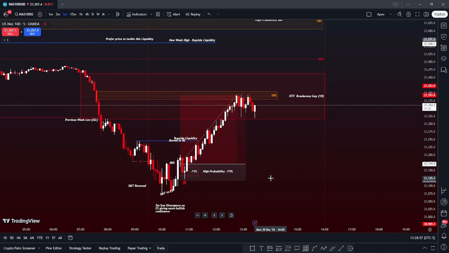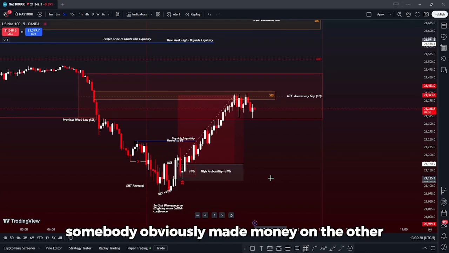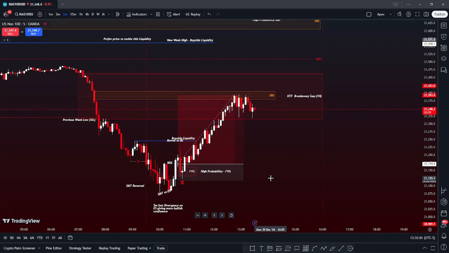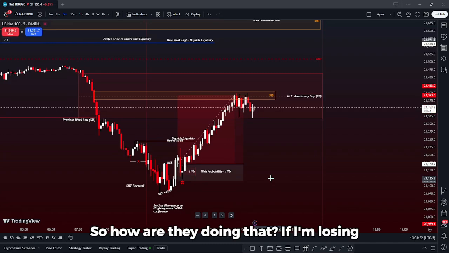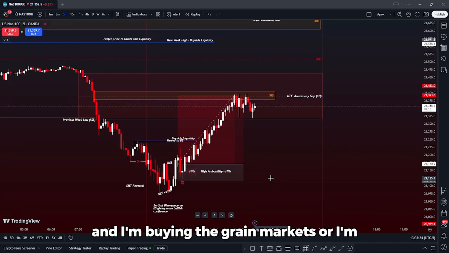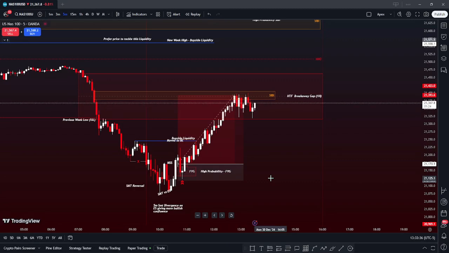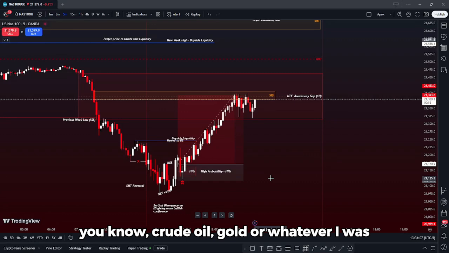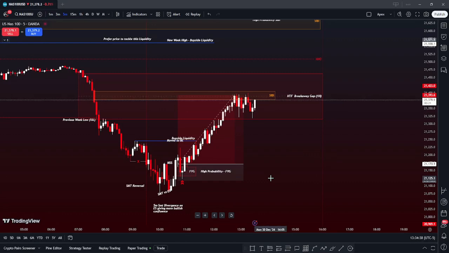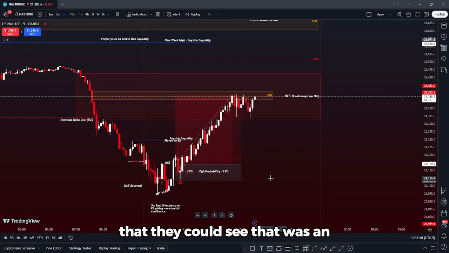and studying that. Because I was actually taking trades and losing, I was trying to go back and say, okay, somebody obviously made money on the other side of this trade. So how are they doing it? If I'm losing in my live account and I'm putting money up and I'm buying grain markets, or live cattle or lean hogs, or crude oil, gold, or whatever I was trading at the time, what was I doing wrong that they could see was an opportunity?